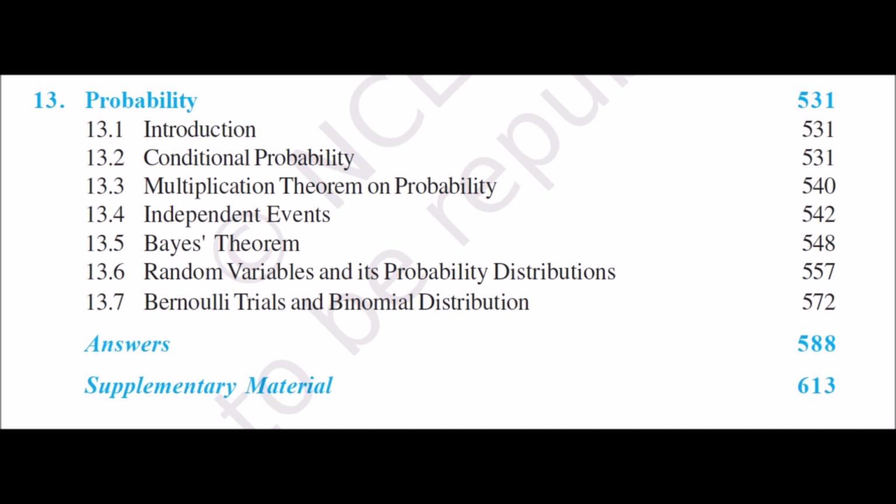13th chapter, Probability. 13.1 Introduction. 13.2 Conditional probability. 13.3 Multiplication theorem on probability. 13.4 Independent events. 13.5 Bayes theorem. 13.6 Random variables and its probability distributions. 13.7 Bernoulli trials and binomial distribution.